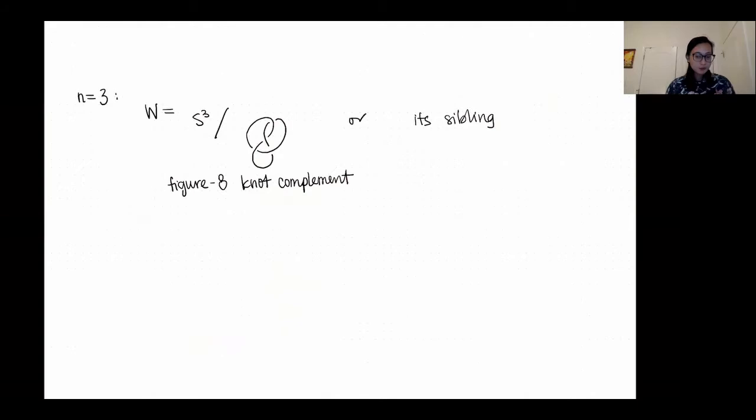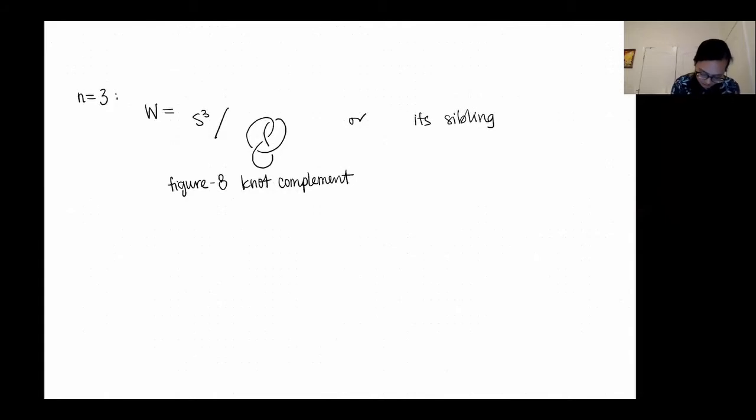What about in dimension 3? In dimension 3, there are 2 minimal volume cusped hyperbolic manifolds. The first one is a very famous manifold: the complement of the figure 8 knot in S3, which is known to have a hyperbolic structure. The other one is its sibling. We don't have a picture of it. It's not a knot complement, but it is another cusped hyperbolic 3-manifold. It has the same volume as the figure 8 knot, which is the minimal volume of a cusped hyperbolic 3-manifold. They're actually commensurable to each other, but sorry, I don't have a picture for it.